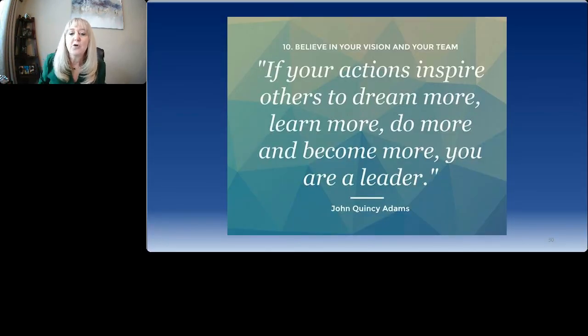And I love closing out with this quote from John Quincy Adams: if your actions inspire others to dream more, learn more, do more, and become more, you're a leader. So hopefully this information has been helpful for those who are desiring to be a leader, those who are a leader, and I will open the floor up to questions and we'll go from there.